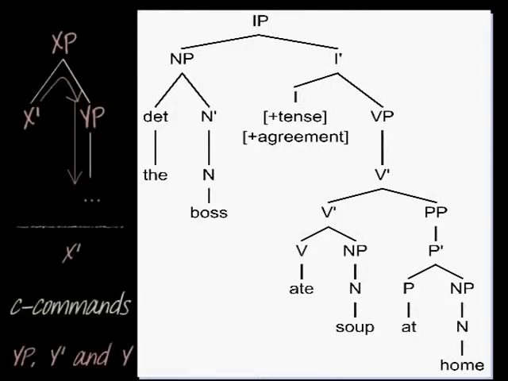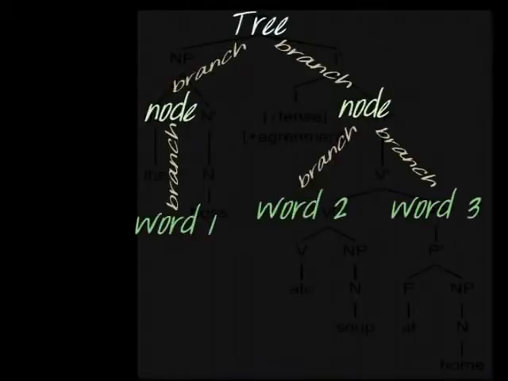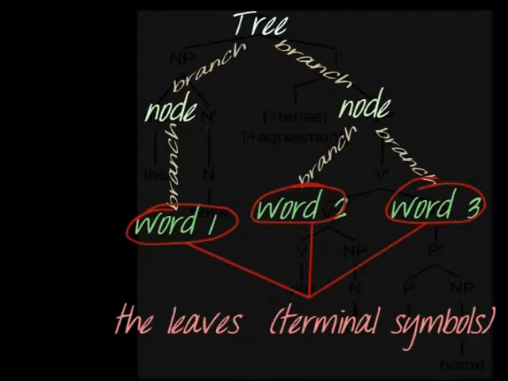Nodes immediately dominated by a node C-command every node dominated by that immediate dominating node. So here, V bar C-commands prepositional phrase. We continue walking all of these branches of this tree to all of these branching nodes until we get down to the bottom nodes, the terminal symbols, which contain the actual words and morphemes of the sentence.